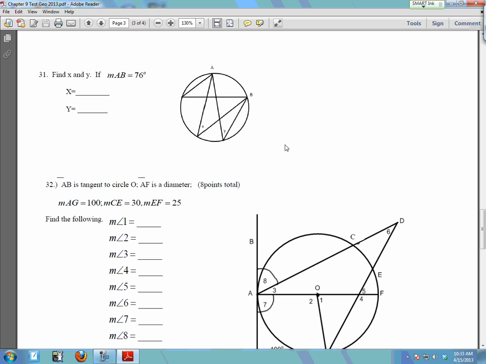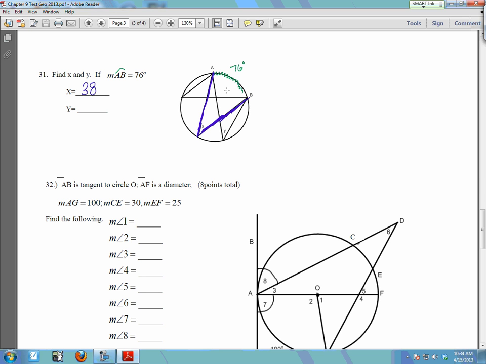31 says find x and y if the measure of arc AB is 76 degrees. So AB, that arc there, is 76 degrees. If I look at x, it's that angle there. It's an inscribed angle, and we know that inscribed angles are half the arcs that they intercept, so half of 76 is 38.